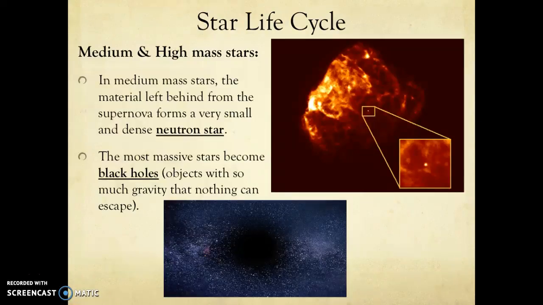Now, the biggest stars, the ones with the most mass, they become black holes after the supernova. Black holes are objects that have so much gravity that nothing can escape them. So in order to become a black hole, it has to be enormous, with so much mass that it has way more gravity than anything else around. And we actually can't see black holes. Scientists haven't been able to photograph them, even with all the technology we have. And the reason why is because it sucks in light. Not even light can escape its gravity.